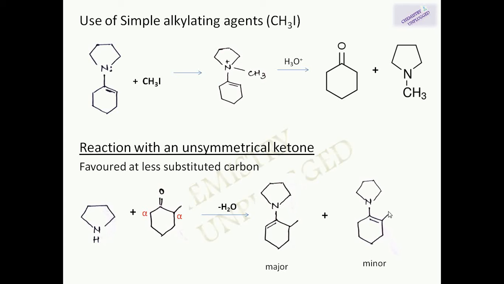But for this carbon, there is one methyl group. So the molecule gets twisted and they are no longer coplanar in nature. So they cannot interact with each other. So the enamine formed is not stable.